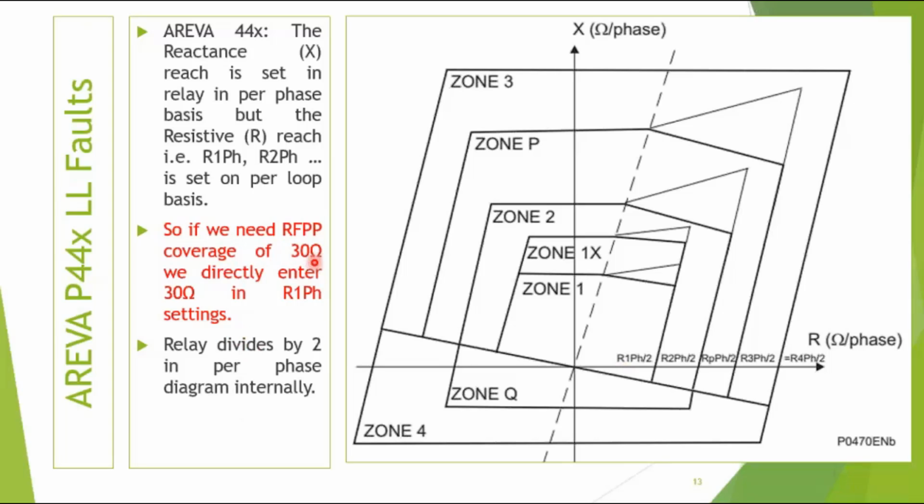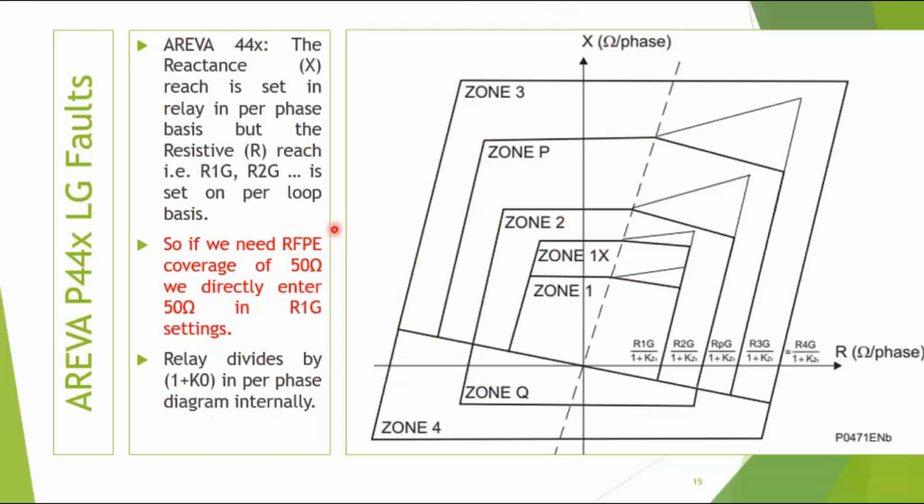Okay, the important point is the red point. If I need a 30 ohm loop coverage, if I need an arc resistance plus foot resistance, object resistance coverage of 30 ohm, I need to enter 30 ohm in this R1PH directly. I should not divide it by 2 and make it 15 ohm. Okay, but see the next relay.